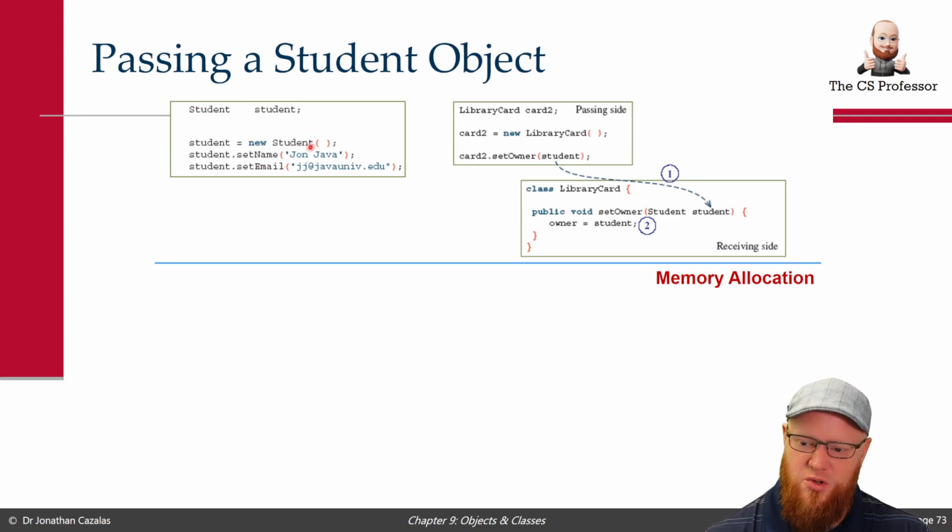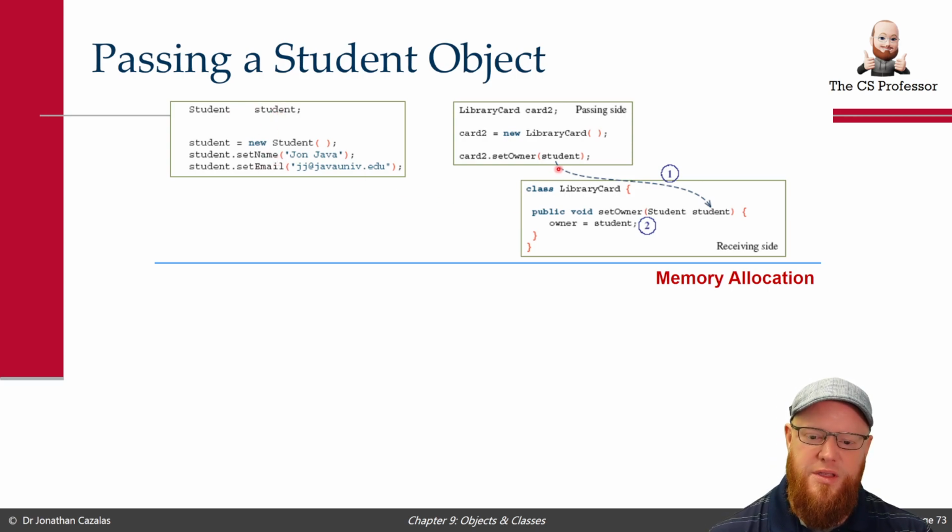We've now made a new student. We save the name John Java and the email into that student by using their setters. We also make a variable called card2, which is of type library card. We make a new library card object, and we set its owner to what? To student. Well, what is student? It's an address that points to the student object.